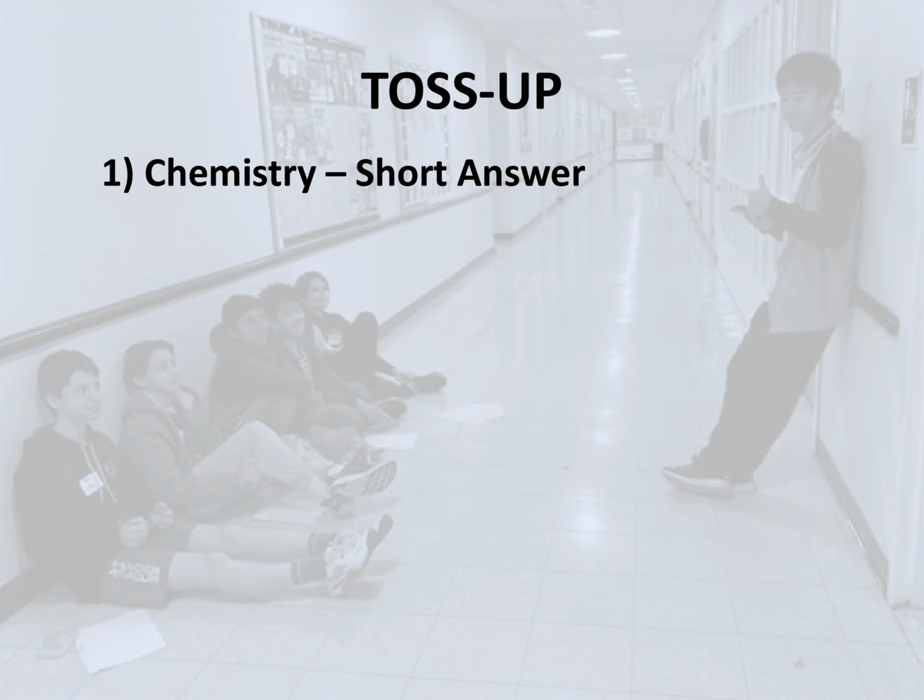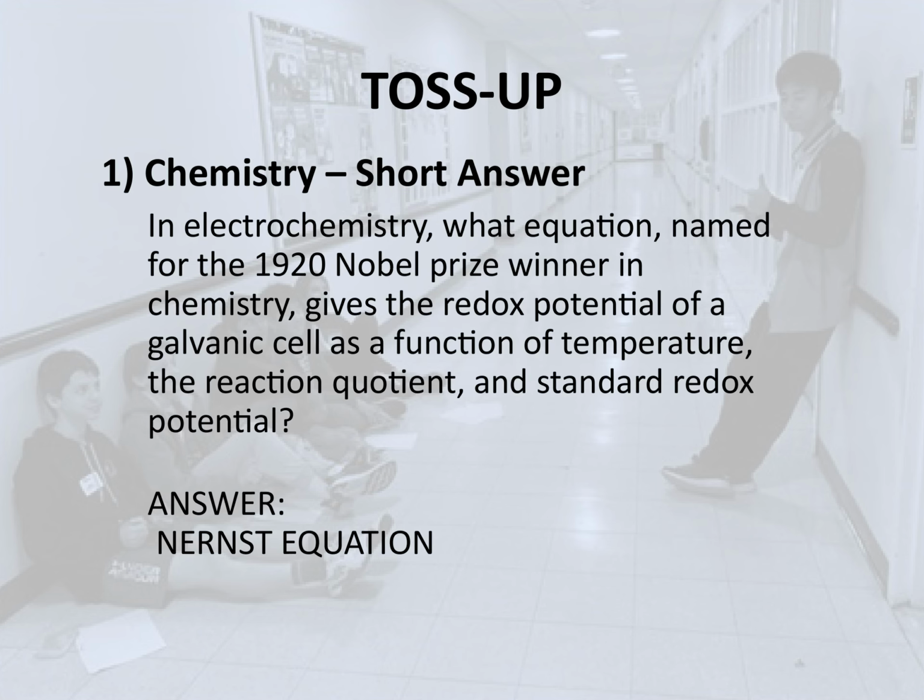Toss-up 1. Chemistry, short answer. In electrochemistry, what equation, named for the 1920 Nobel Prize winner in chemistry, gives the redox potential of a galvanic cell as a function of temperature, the reaction quotient, and standard redox potential? Answer: Nernst equation.